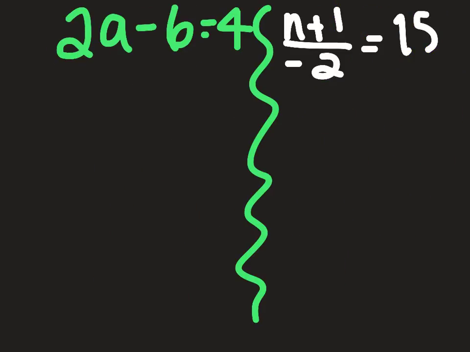Okay, so 2a minus 6 equals 4. I want you to go ahead and try this one on your own, and when you're ready to check, unpause the video.